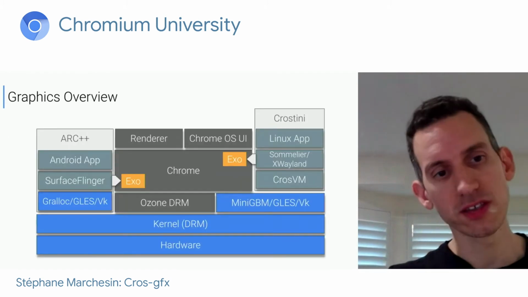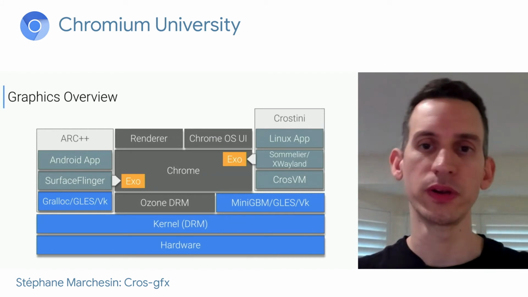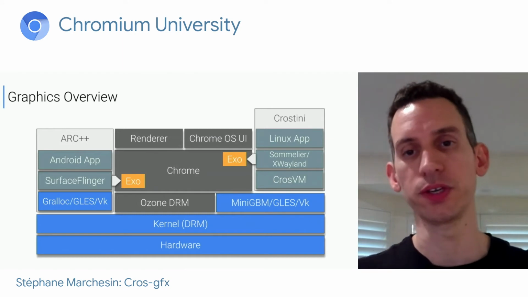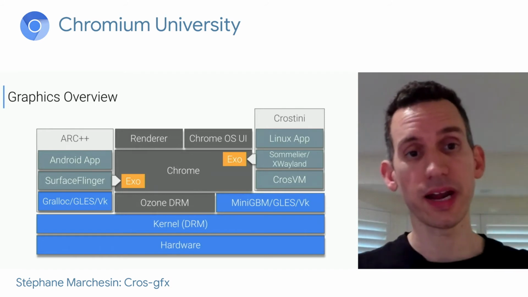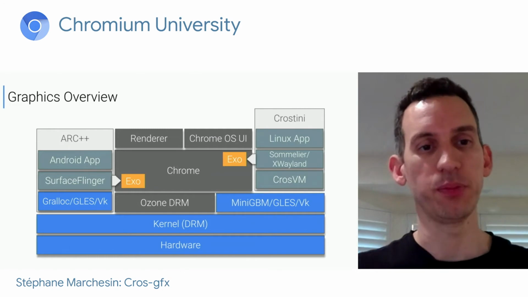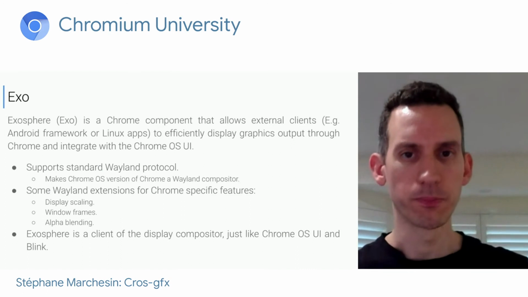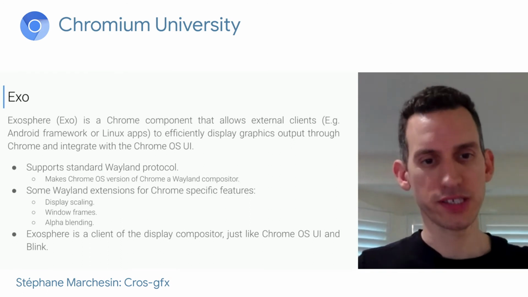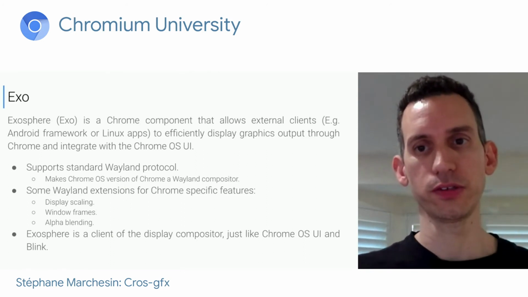So let's look at Exo now, which is short for Exosphere. Exosphere is a component that allows all the non-web application, non-Chrome native applications to display their buffers in Chrome OS. As you can see on this diagram, this is the entry point for the non-web applications to plug into the Chrome OS display. So Exo, what does it do? It sits on top of the compositor and it basically feeds external applications, and it allows us to display them seamlessly into Chrome OS.